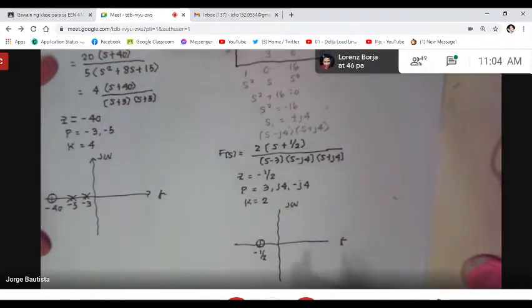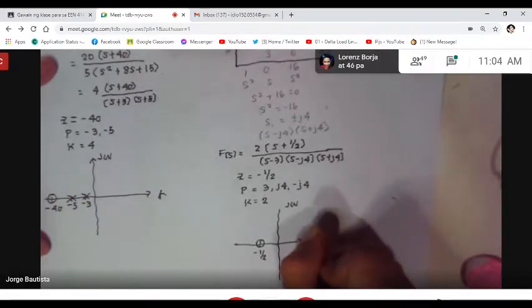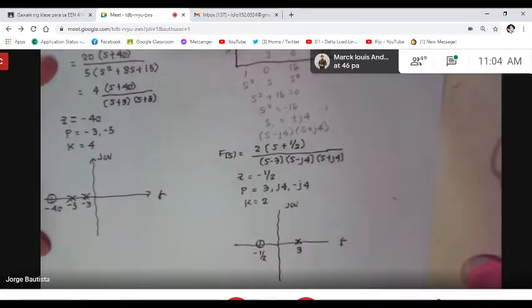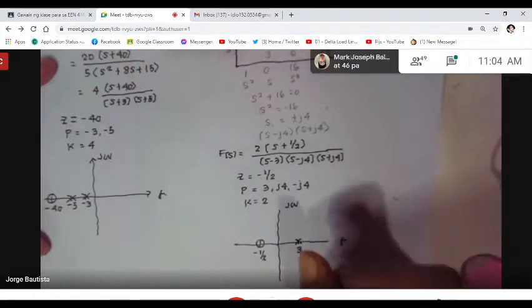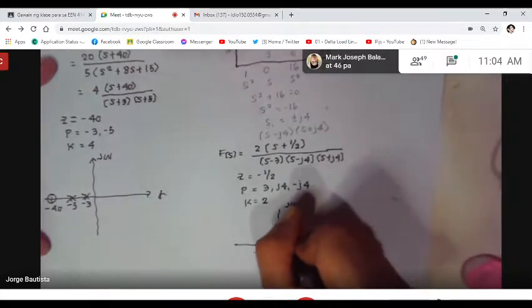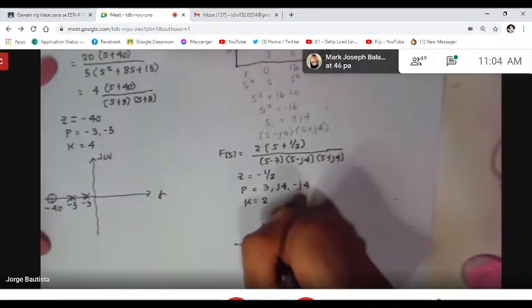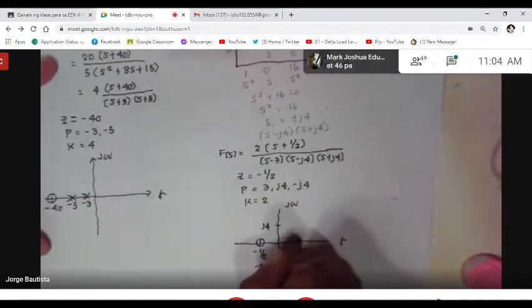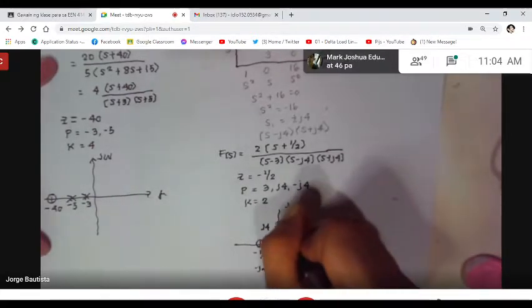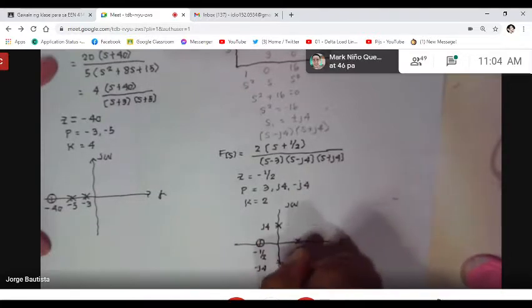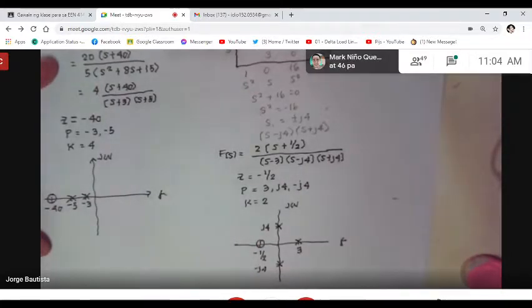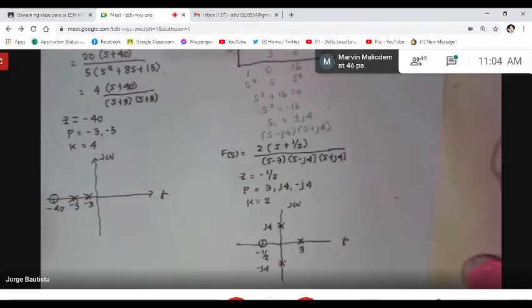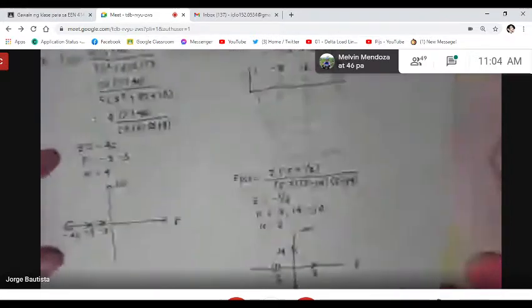Next, ang pole natin ay 3. So, halimbawa, nandito yung 3. Bilagyan mo ng x natin pole. So, j4 at saka negative j4. Halimbawa, nandyan, j4 and you have negative j4. Bilagyan mo lang ganito. Okay? So, yan yung plot natin.